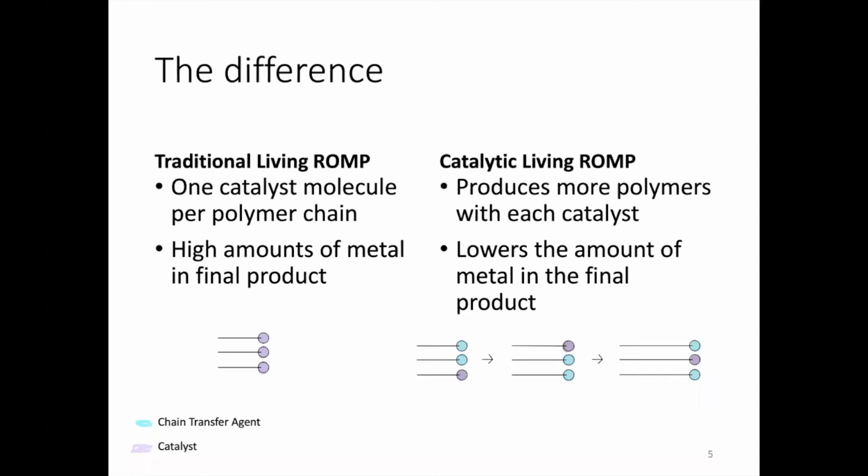Traditionally in the Johnson lab, we use what we call traditional living ROMP. So one catalyst molecule per polymer chain, and there are high amounts of metal in the final product. But this summer, we worked on catalytic living ROMP, which produces more polymers with each catalyst, and it lowers the amount of metal in the final product.